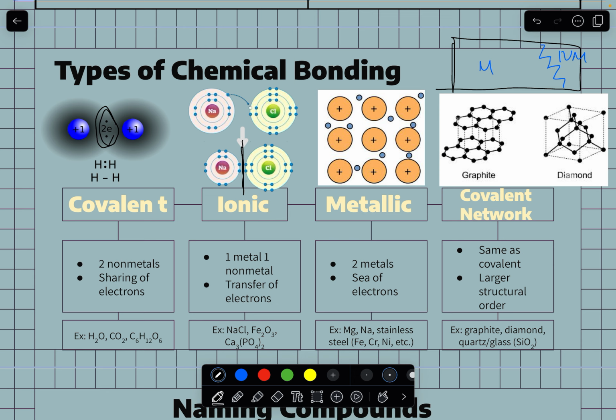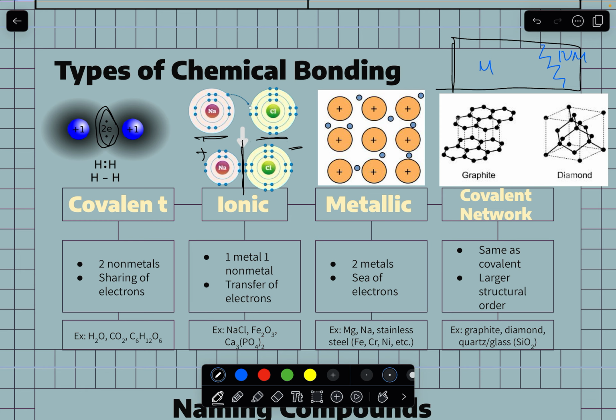And remember, our metal, like Na, sodium, that's going to give away an electron. And if you lose an electron, it becomes positively charged. And then our nonmetal, our chlorine, is going to gain the electron. If you gain an electron, it becomes negatively charged. Remember, positive charge is a cation. Negative charge is an anion.